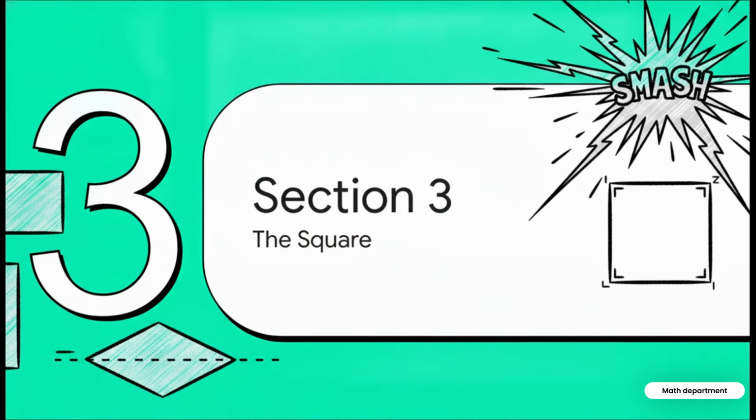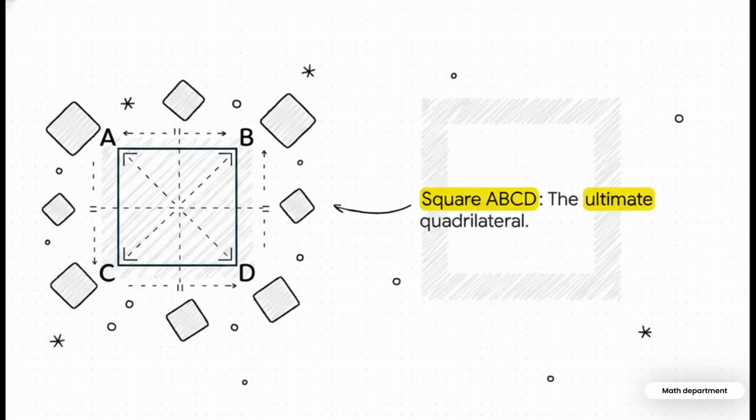Section 3, the square. Now, what happens if we take the right angles from the rectangle and the equal sides from the rhombus and smash all those rules together? We get the square. It is the absolute VIP, the ultimate quadrilateral. It perfectly balances all the rules we've talked about so far into one incredibly symmetric, perfect shape.